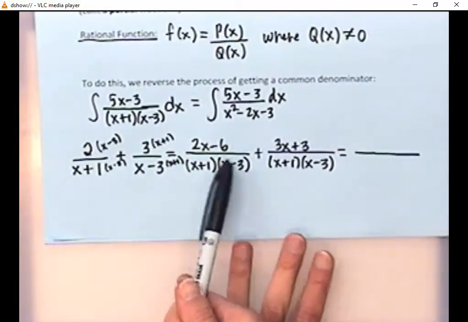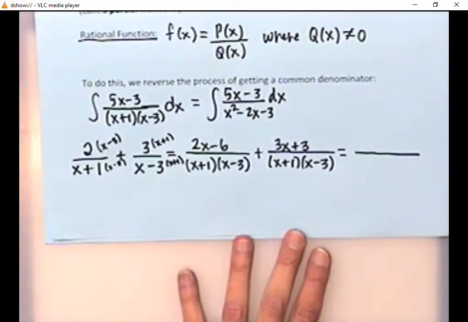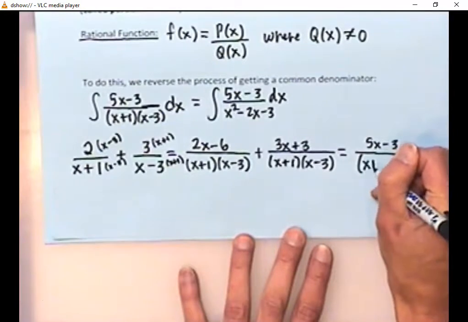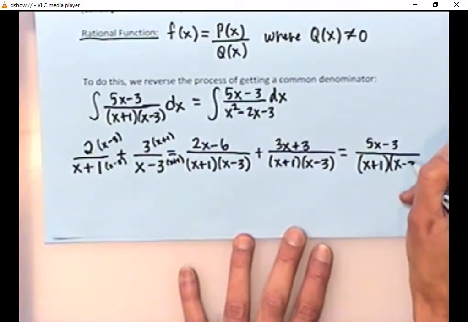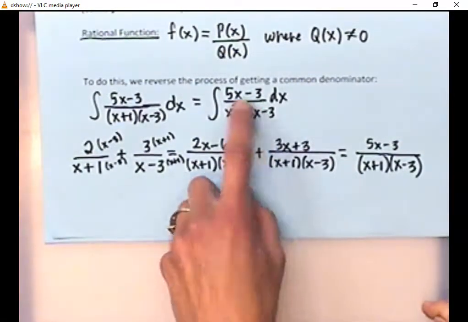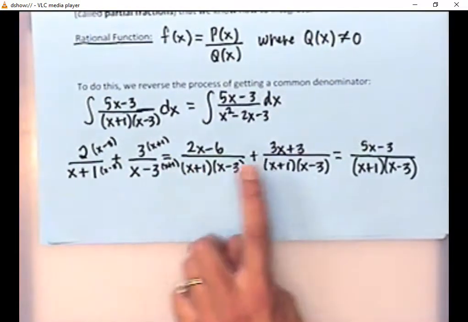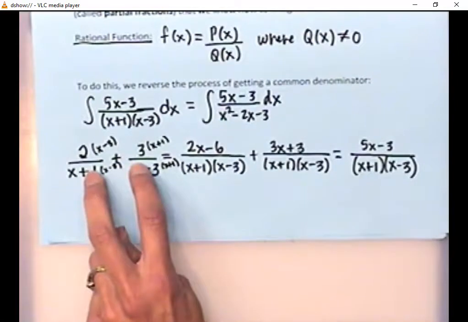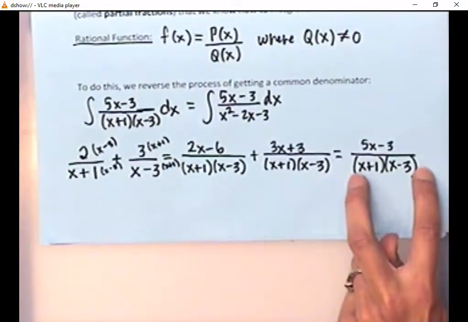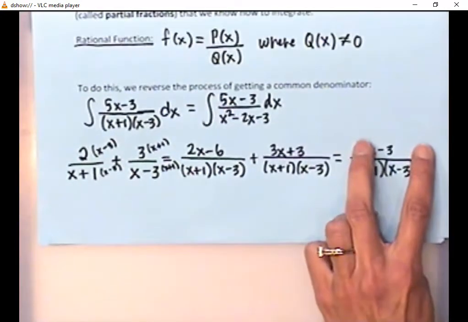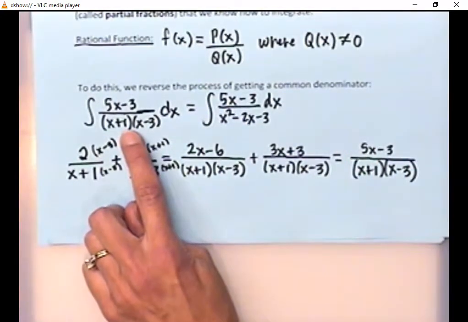So when I combine the numerators, what do I get on the top here? 5x minus 3 over x plus 1 over x minus 3. So notice I got this result. So this part you are really used to doing. I see this, I get a common denominator, I simplify it, and I get one fraction. But this form is difficult to integrate.